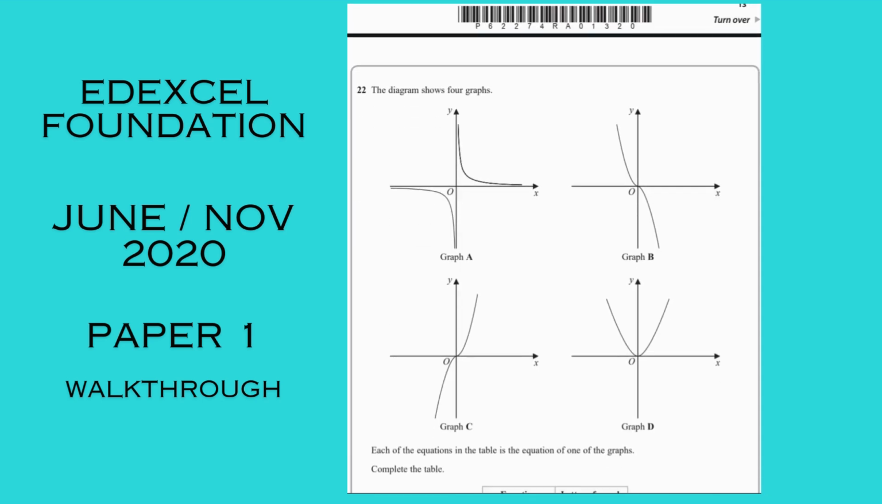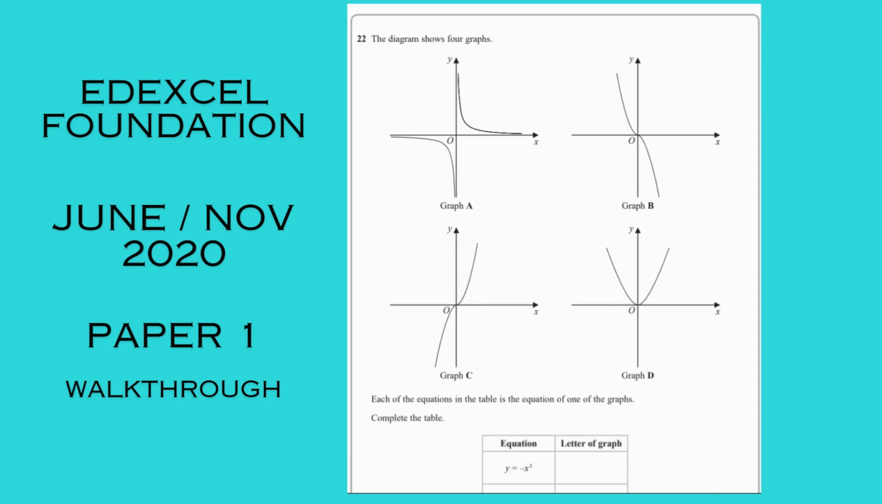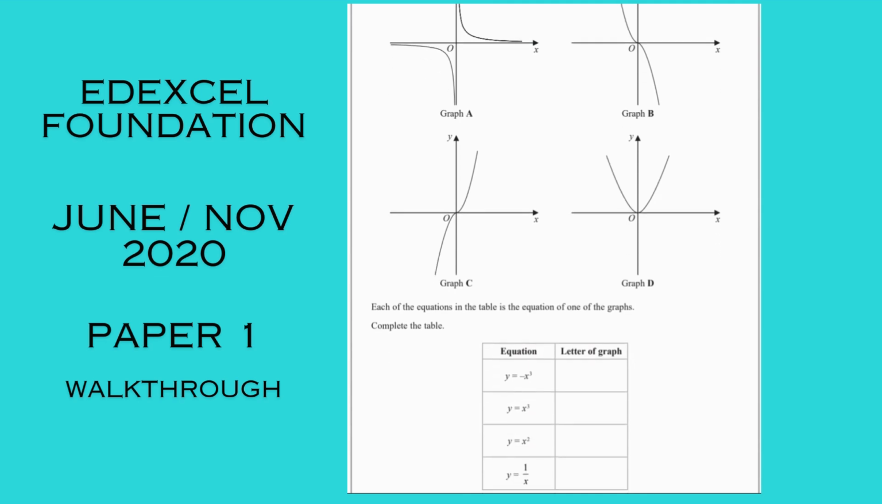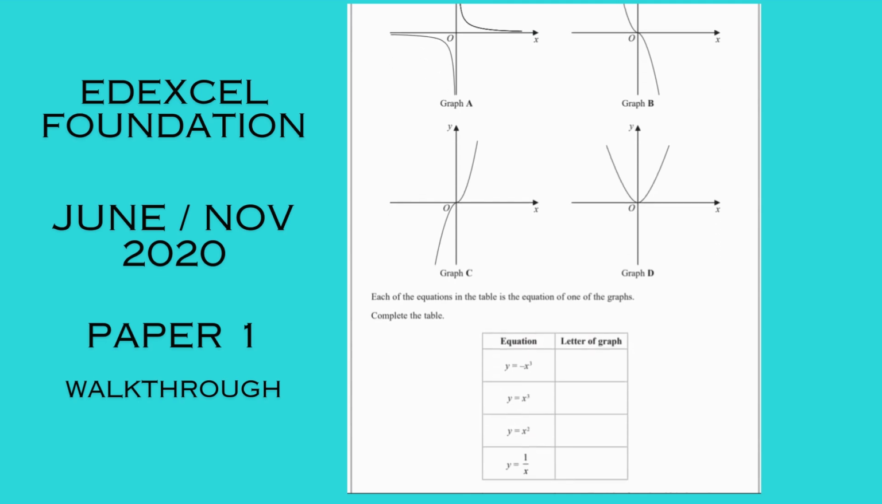Onto some graphs. So, which one's which? I'll just squeeze it in. So first of all, graph A. One you've got to learn, that's the reciprocal graph. And graph D, that's one you should recognise. That is the quadratic graph, y equals x squared.